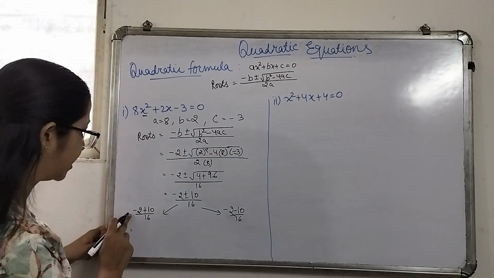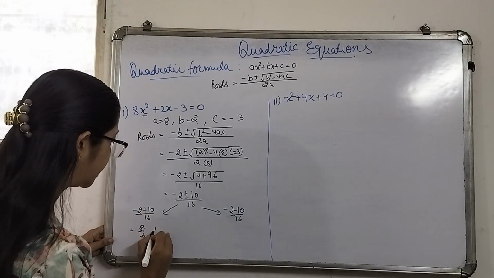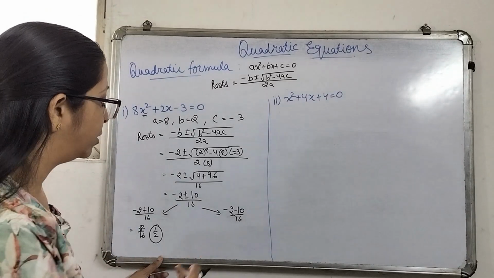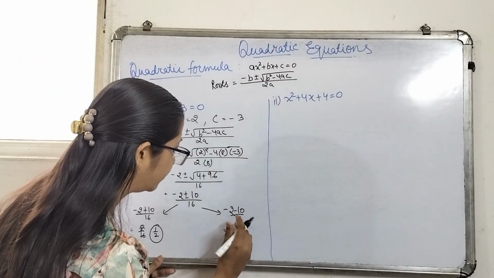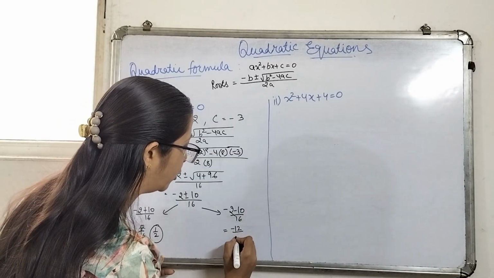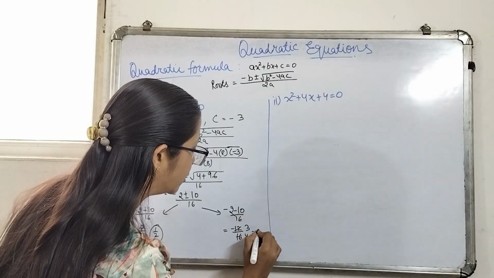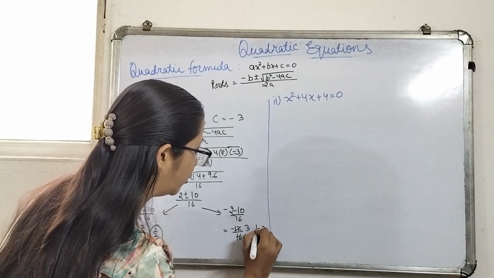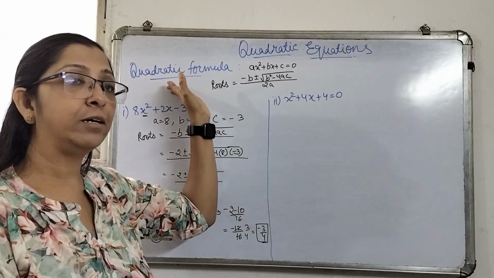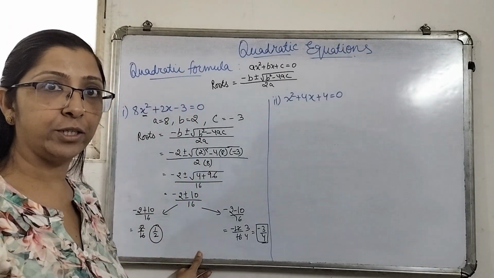So minus 2 plus 10 becomes 8 upon 16, or we can say 1 upon 2. So one of the roots will be 1 upon 2. From the other condition, minus 2 minus 10 will be minus 12 upon 16. So 4 3s are 12, 4 4s are 16. So the other root will be minus 3 upon 4. So this is how, by the quadratic formula, we can easily find the roots of any quadratic equation.